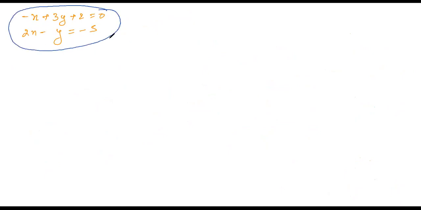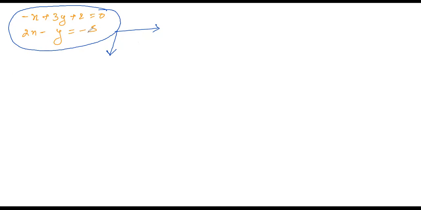Say a question is given: minus x plus 3y plus 2 equals 0, and 2x minus y equals minus 5. Suppose this is a question. Now, it depends on us how we want to change this. I'm writing two different conditions. Whichever you are comfortable with, you can solve with that method.